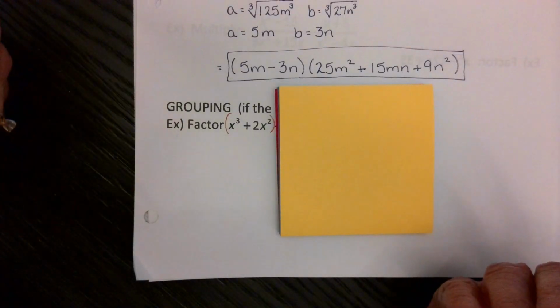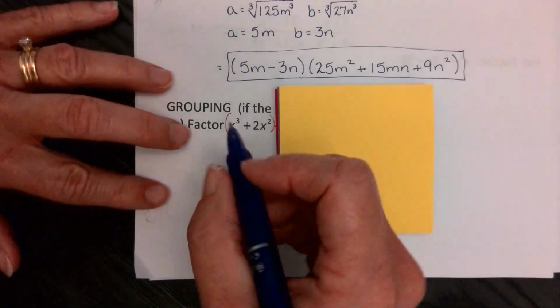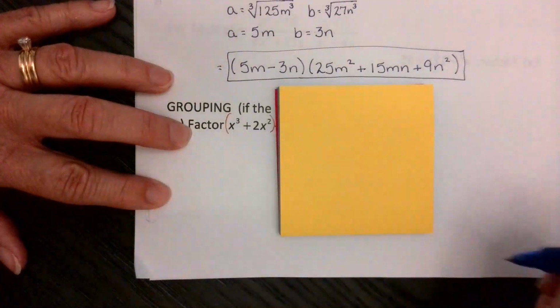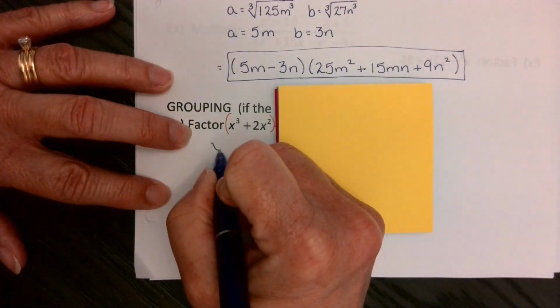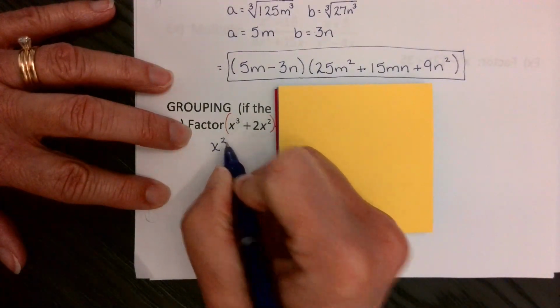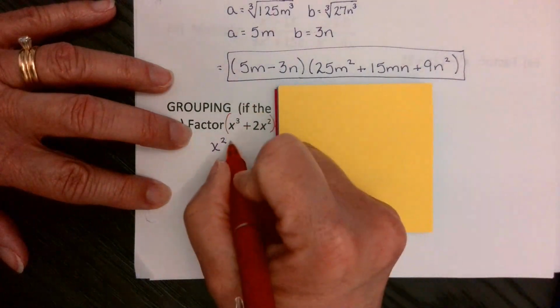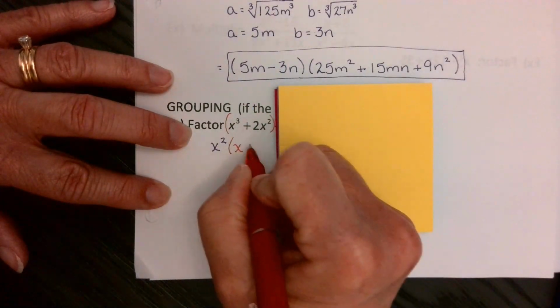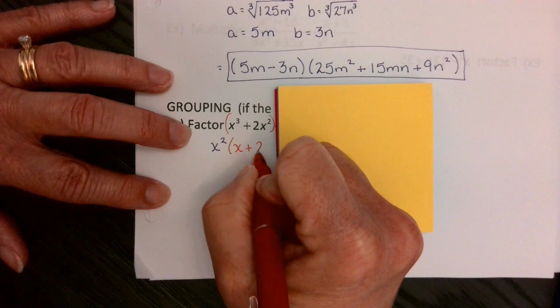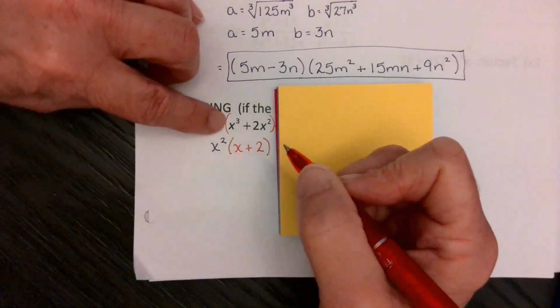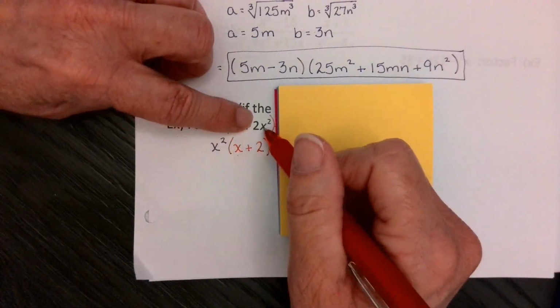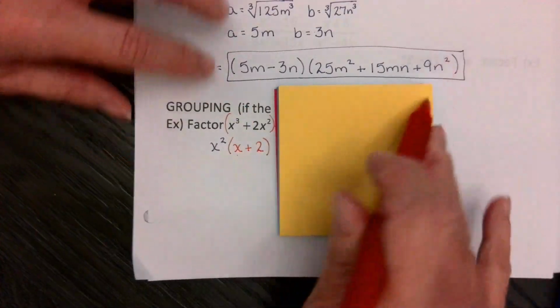Take out your greatest common factor, which is going to be x squared. When I take out x squared, I am left with x plus 2. Okay, if I divide this by x squared, I have x. Divide that by x squared, I have 2.